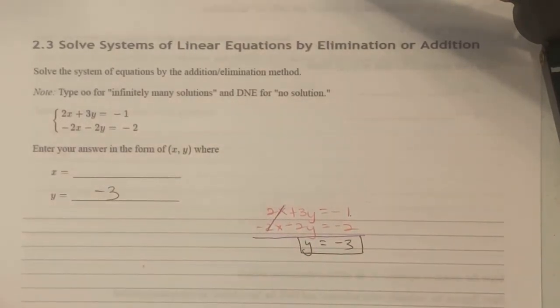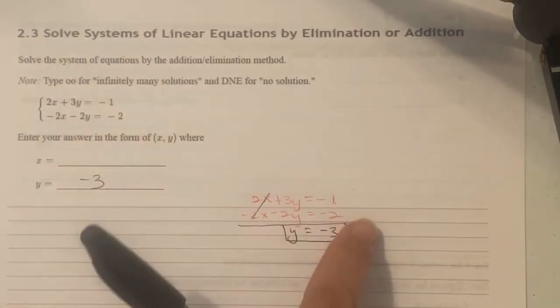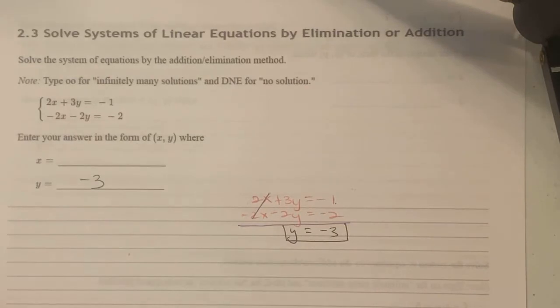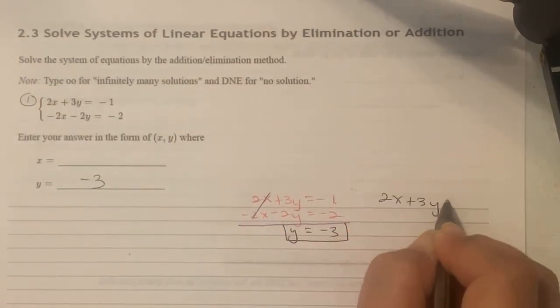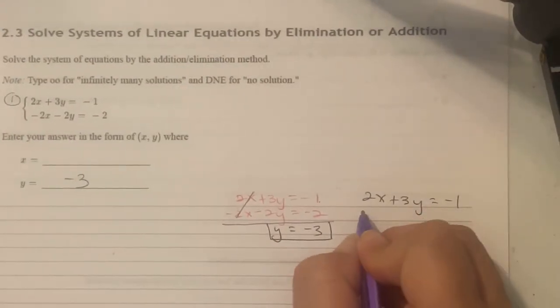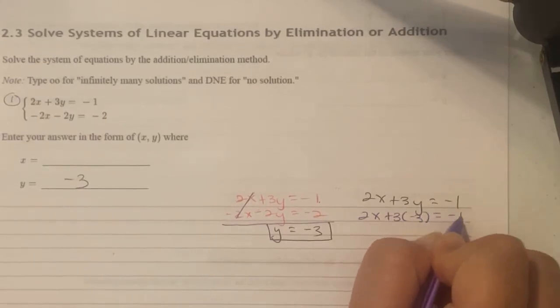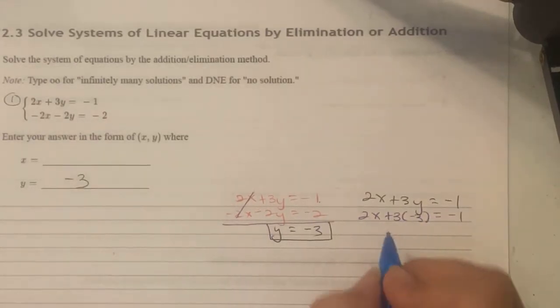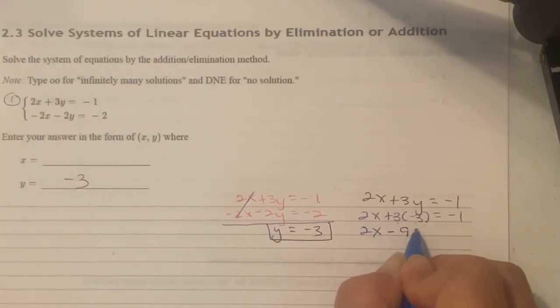To find the x component, you're going to take your solution and pick one of the 2 equations and substitute back in. So I'm going to go with the first one, 2x plus 3y equal to -1. And I'm going to substitute in a y value of -3. So 2x plus 3 times -3 equaling -1. 2x, positive and a negative makes it -9.